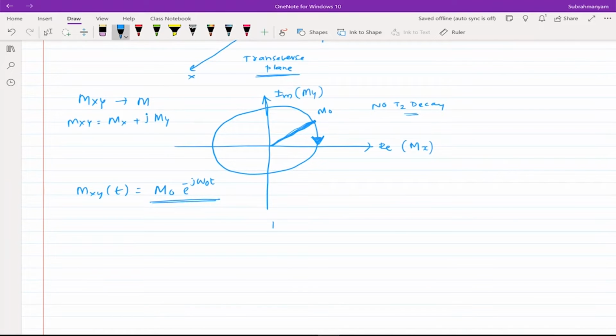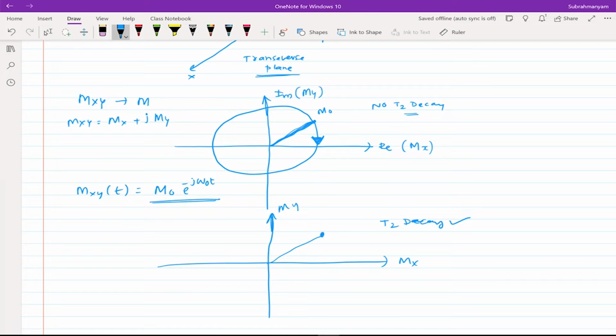Okay, so next step is what would happen with T2 decay. There is a T2 decay now. Again, this is your mx, and here j times my you are having. This is your initial value. What would happen now to the initial value? Will it still rotate with a frequency of omega naught radians per second? Yes. What will happen to its magnitude now? Will it remain as m naught, or something is going to happen to that? Its amplitude.